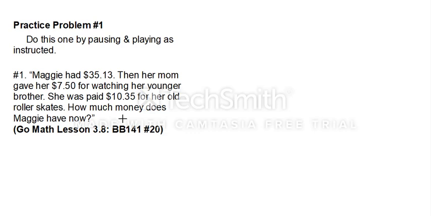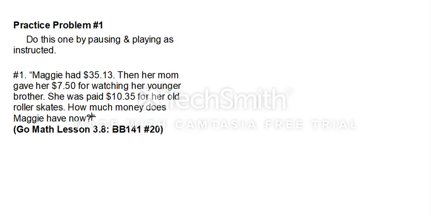So understanding the gist, the first time around, I just know that Maggie had some money. Her mom gave her some more. She was nice enough to watch her brother. Her mom was nice enough to pay her. And then I also know that she earned more money because she sold some roller skates. Now let's read it again, making sense of the numbers and what everything means.